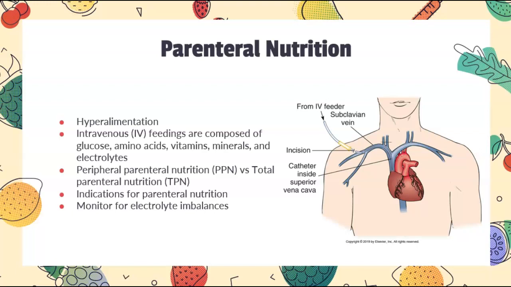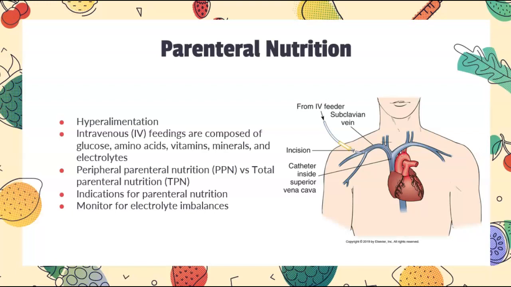A central line is a catheter that's placed into a central vein, usually the subclavian vein, into the superior vena cava. You can see that in this picture. So a central line is any catheter that's placed into a central vein, and a central vein means it goes directly to the heart.